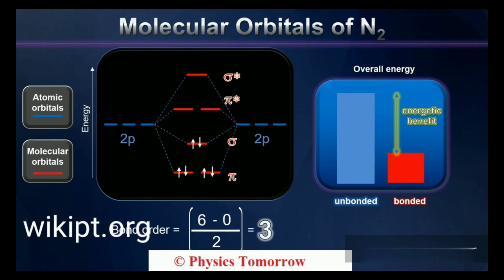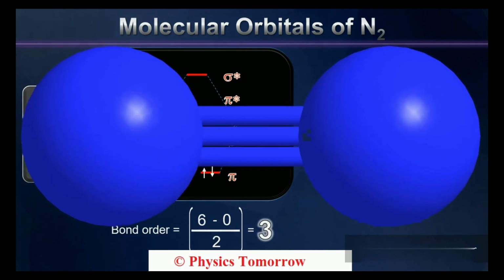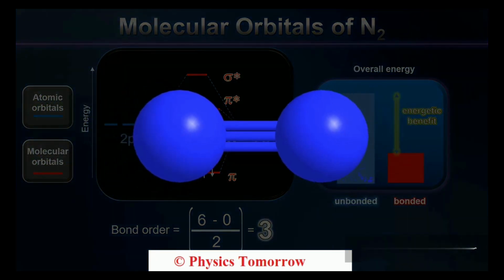This is a very strong bond which makes nitrogen gas almost completely inert. And again, when we go into the lab and study nitrogen, that's exactly what we see. A diatomic molecule with a triple bond.